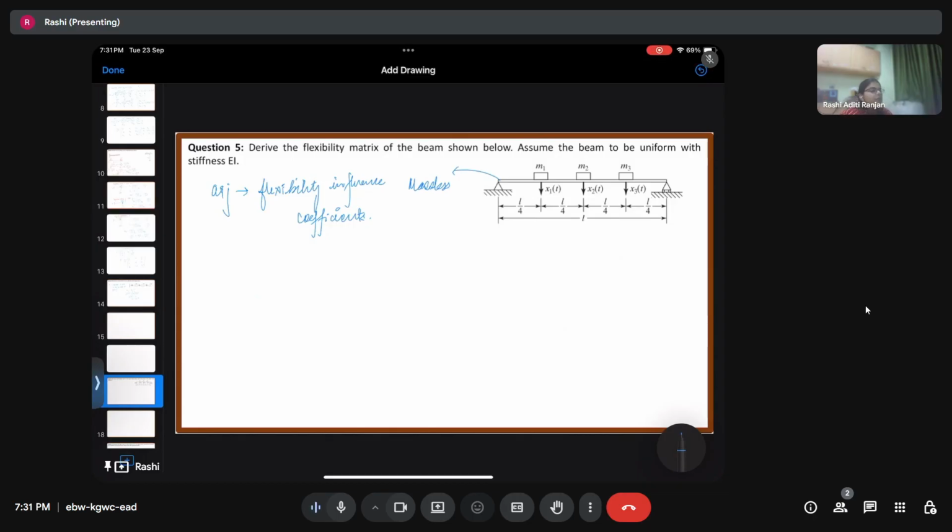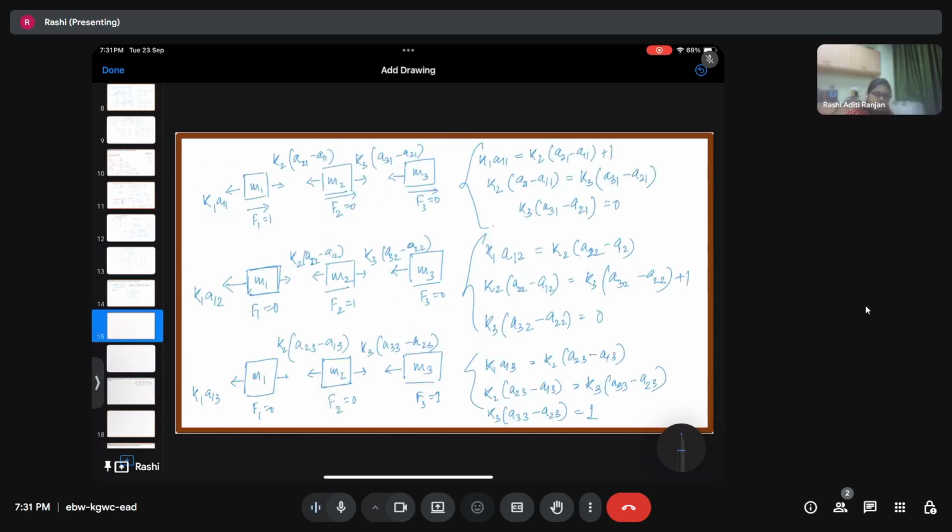For this case, we can convert it into three cases because we have three mass points, so our J is going to be 3. For the first case, we have a load of 1 unit applied at the point of mass 1, which is M1. Because of that unit load, the deflections at the 3 points give us the flexibility matrix values. That is what we did over here also.